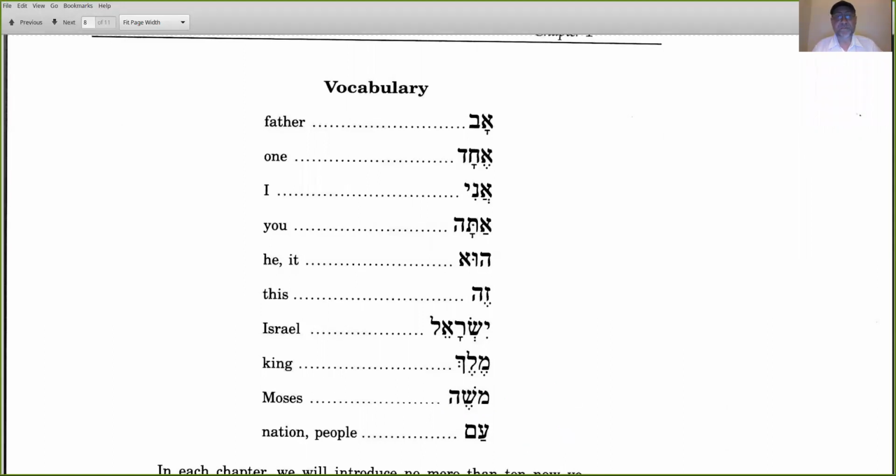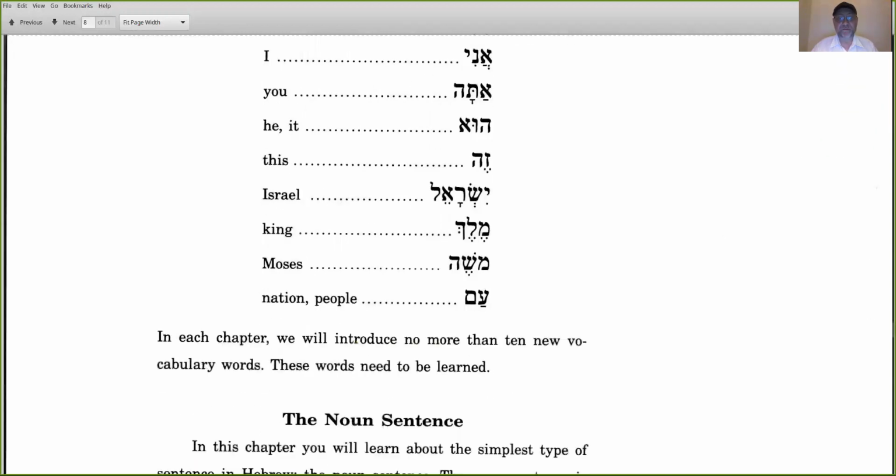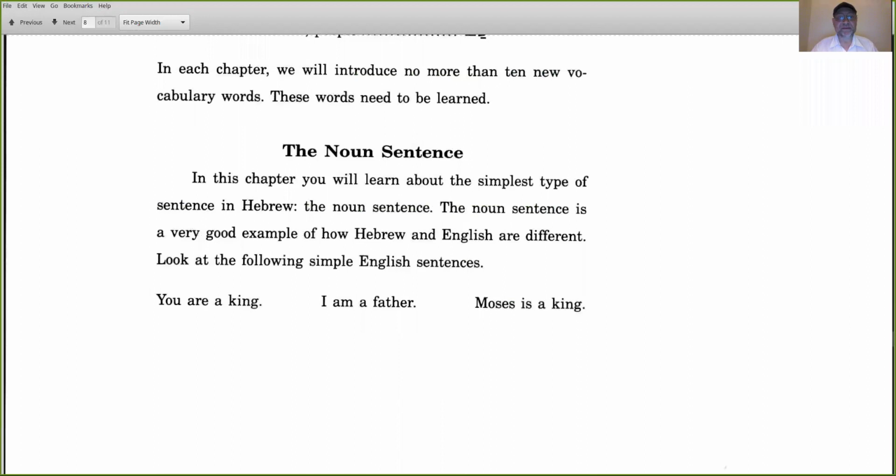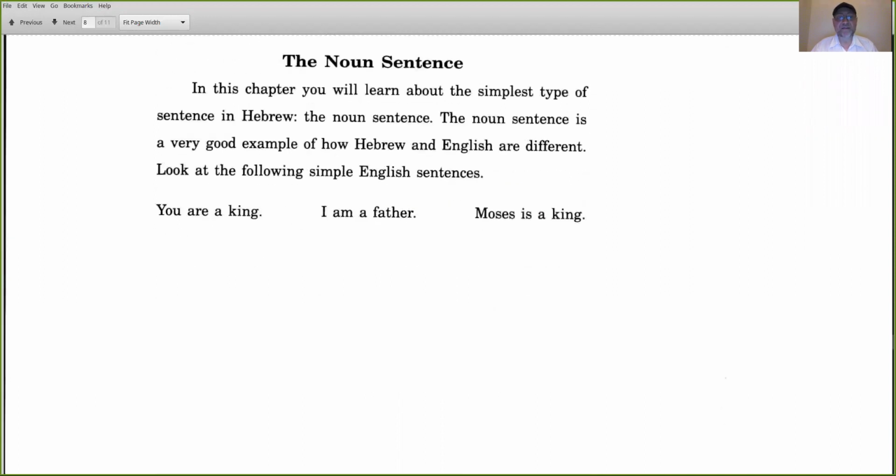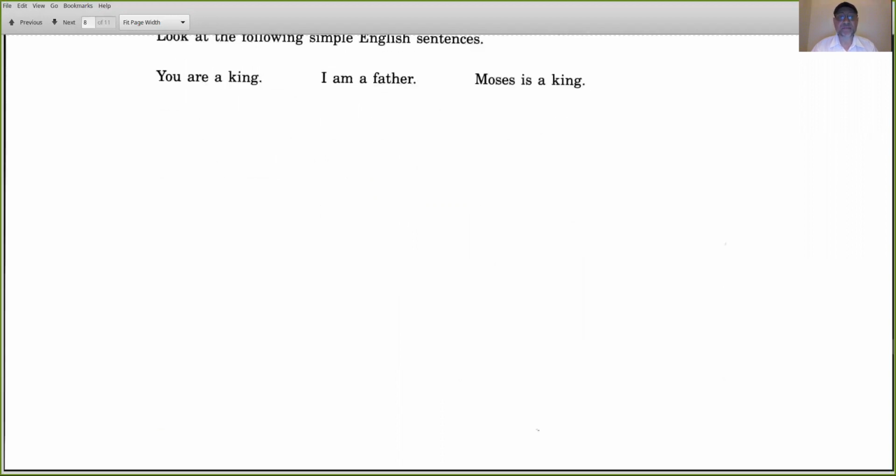Okay, so let's move down here to what they have to say. In this chapter, we will introduce no more than 10 new vocabulary words. These words need to be learned, the noun sentence. In this chapter, you will learn about the simplest type of sentence in Hebrew, the noun sentence. The noun sentence is a very good example of how Hebrew and English are different. Look at the following simple English sentences. Okay, so this makes sense. You are a king. I am a father. Moses is a king. So those are simple English noun sentences.